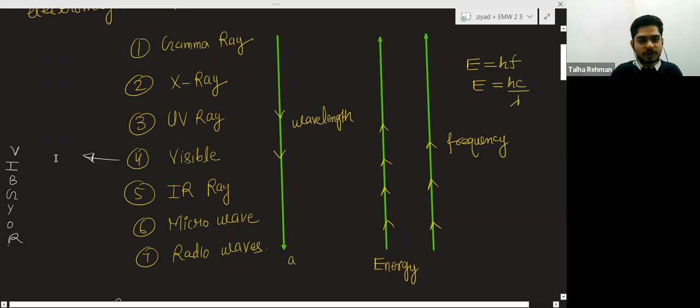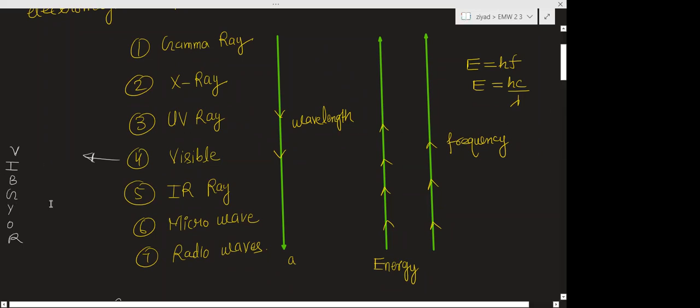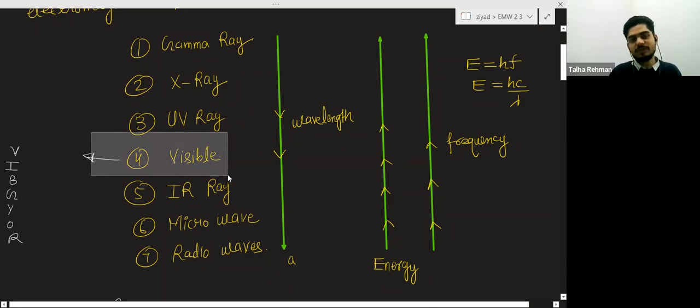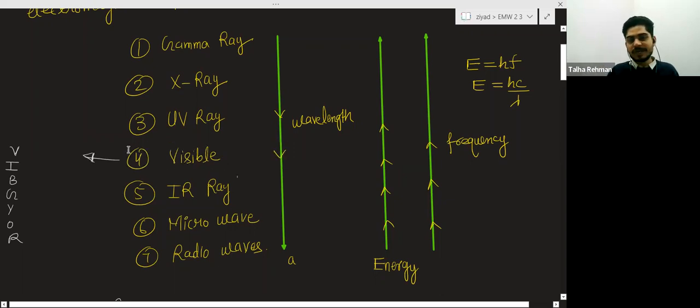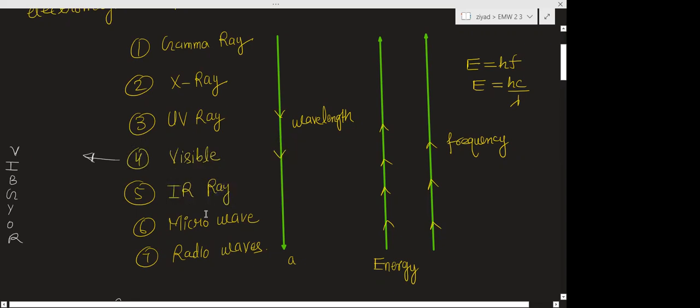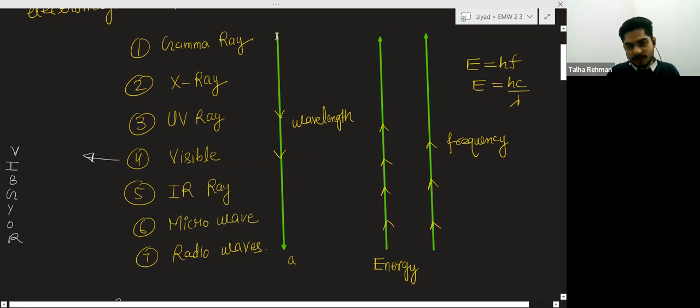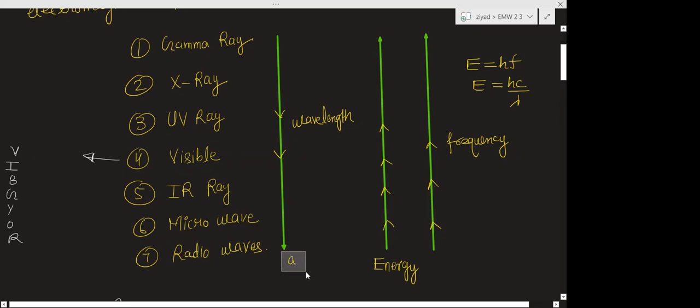So you know what is VIBGYOR? I think you know. So this is the light that we are able to see. This is the light in the visible range. So this part of the electromagnetic wave we are able to see. And after that, what is IR? Infrared ray, microwave, and radio wave. So when you are moving from gamma ray to radio wave, the wavelength is increasing.